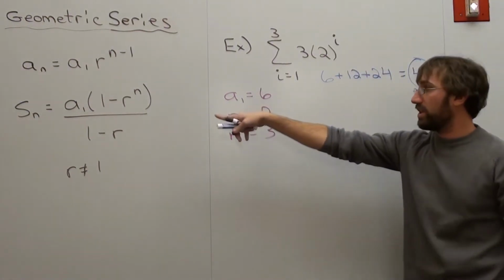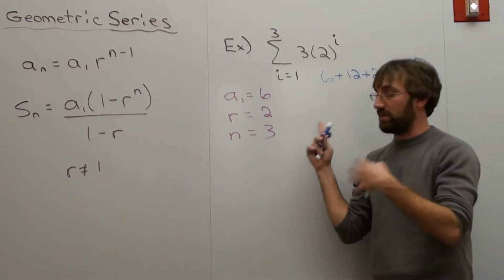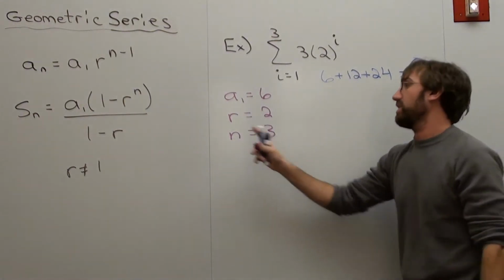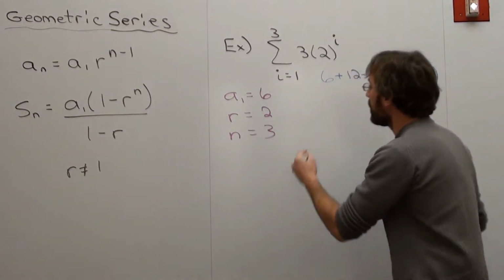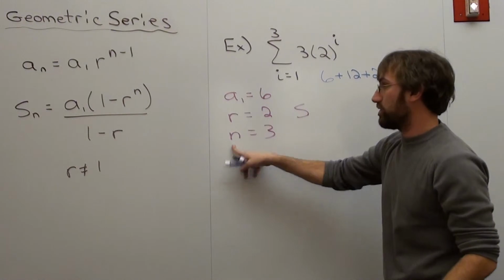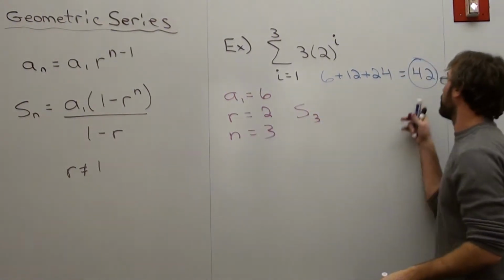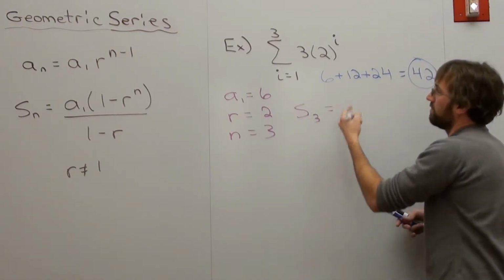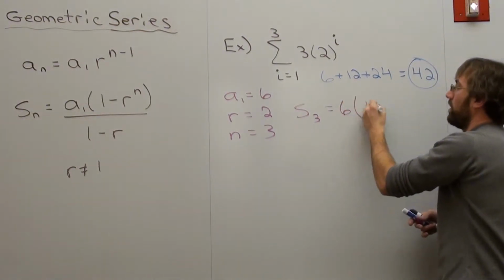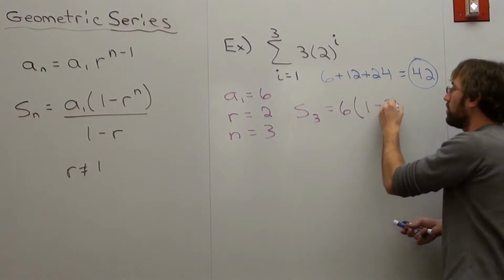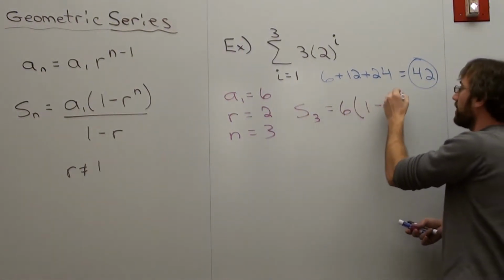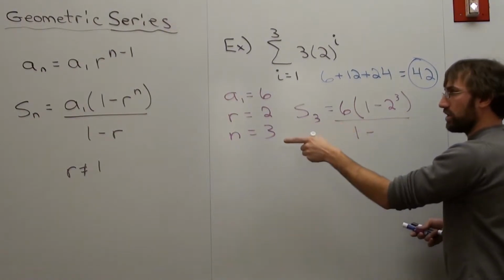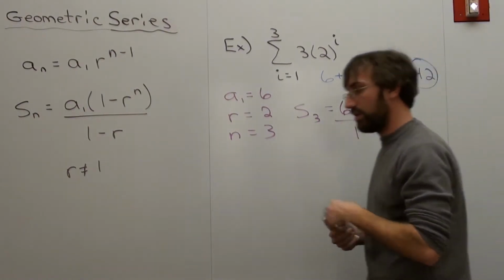So I want to use this formula here. It's the same exact thing. It's going to give me the same exact answer. But let's say I had 100 terms instead to work with. This would be much, much faster. So my n is 3. Don't put 42, because let's say you don't actually know what it is. S sub 3 equals, my A1 is 6, times 1 minus my R, which is 2, to the power of 3, all divided by 1 minus R, which is 2. Okay, very good.